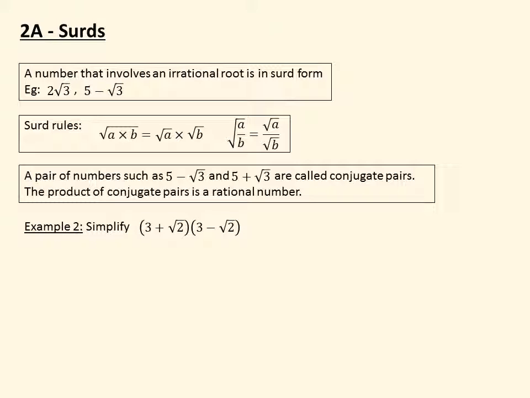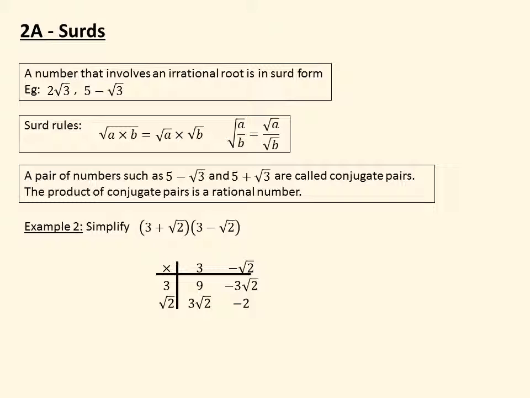We're going to multiply these brackets out using a table. So the first bracket goes down the left and the second bracket goes on the top. 3 times 3 is 9. 3 times root 2 is 3 root 2. 3 times minus root 2 is minus 3 root 2. And then you have to take care, minus root 2 times root 2 is minus 2.